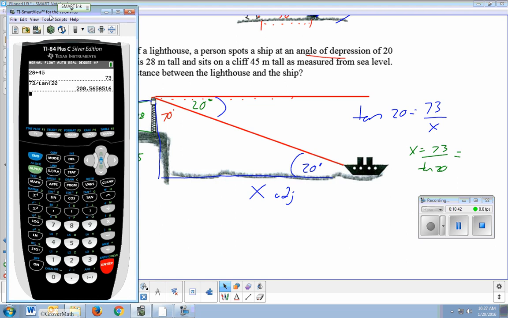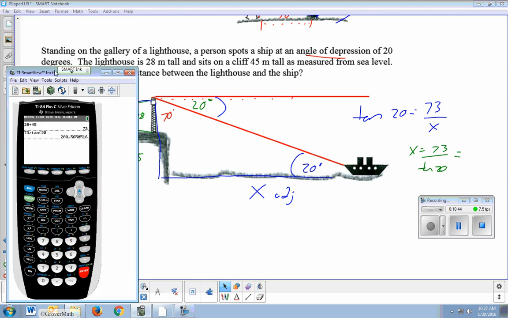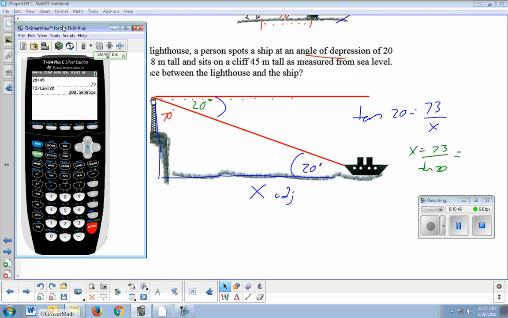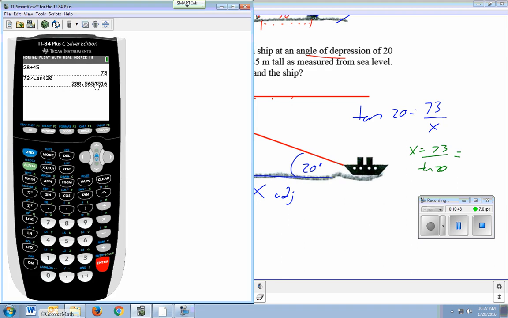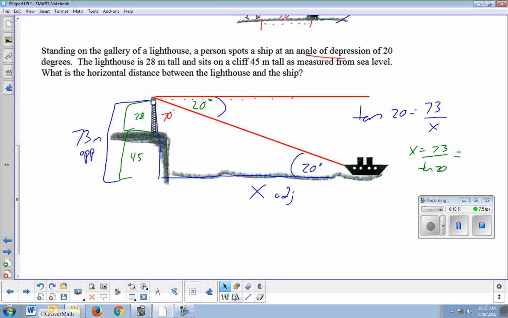Did they say what to round to? What is the horizontal distance between? No, they didn't really say. So let's just go, whole number would be 201. So 201 meters is our final answer there.